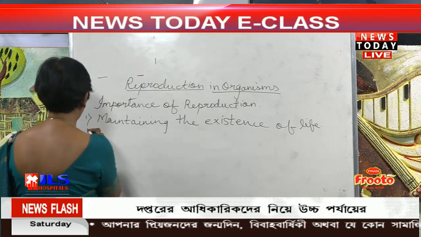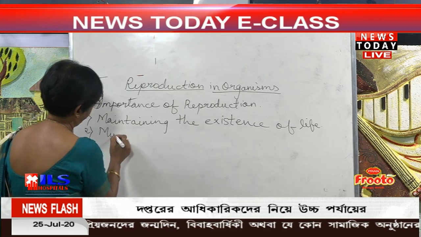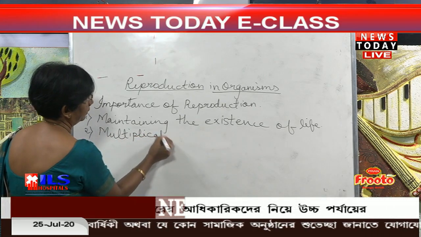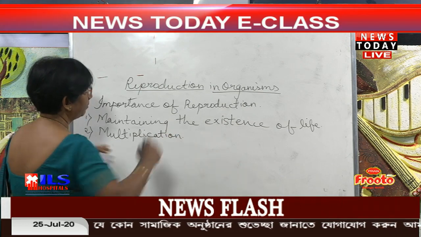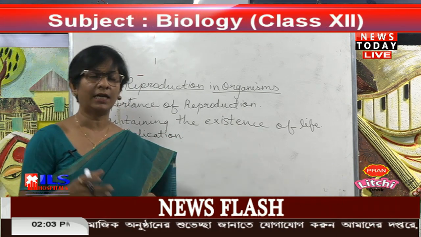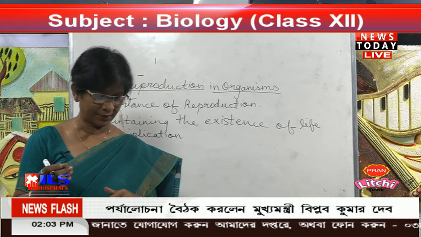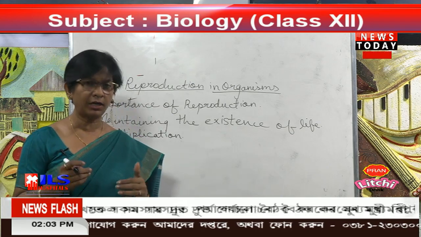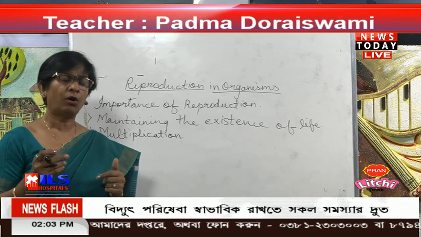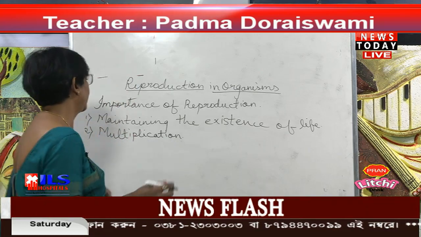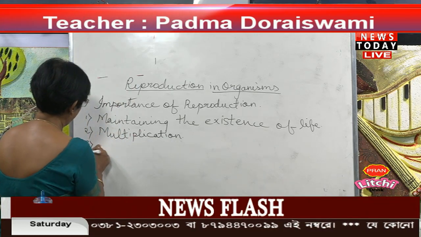Number 2 is multiplication. As you have seen, the organisms are day by day increasing. New organisms are coming, so there is an increase of organisms. The organisms are multiplying. That's why there are organisms.